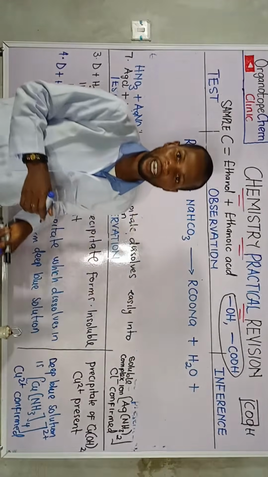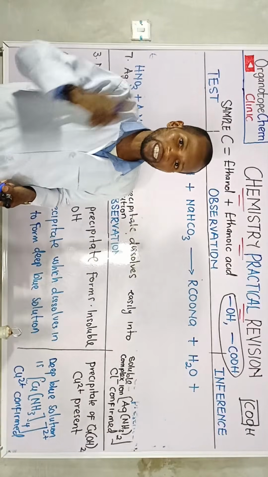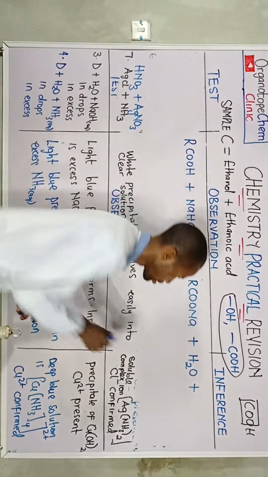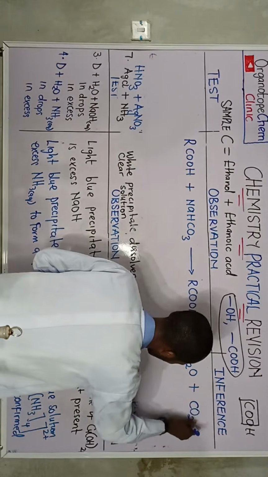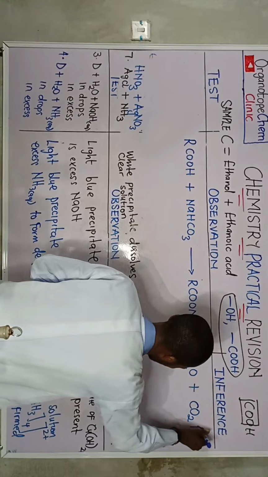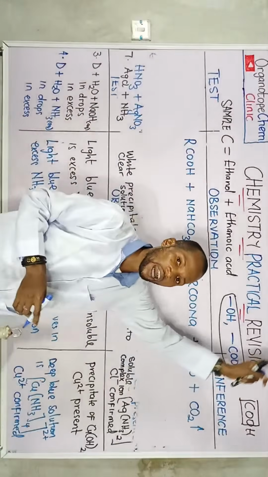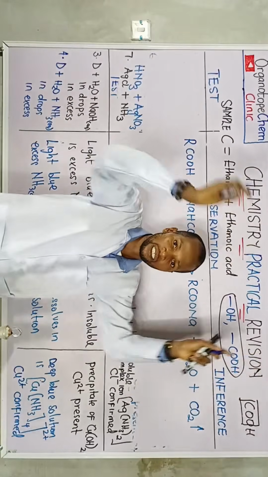Then a gas is evolved, which is colorless and odorless, and we said the gas turned lime water milky. That is CO2, okay, evolved. So when you want to express effervescence, you point the arrow upward. That means the gas is evolved.